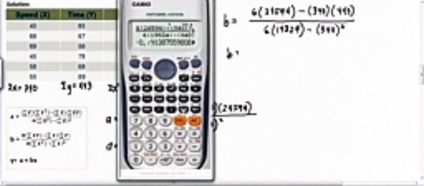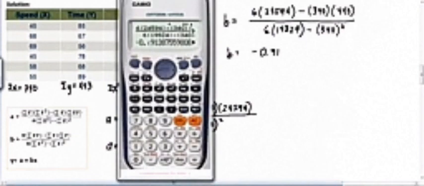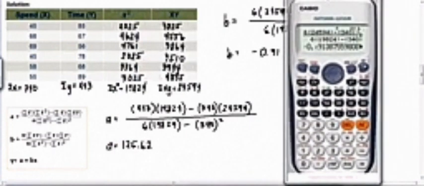Ayan. So, negative 0.91. Doon lang tayo sa second decimal place. So, negative 0.91. Okay, if you're wondering how to solve this using a single liner calculus. So, hindi naman tayo lahat may calculus na ganito, diba?